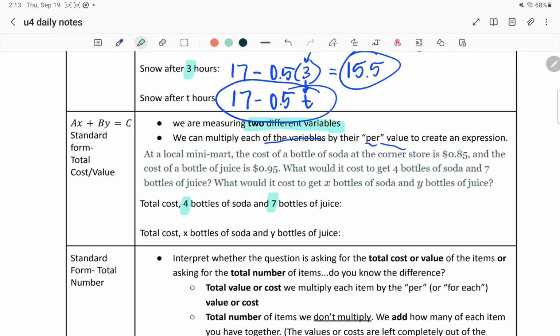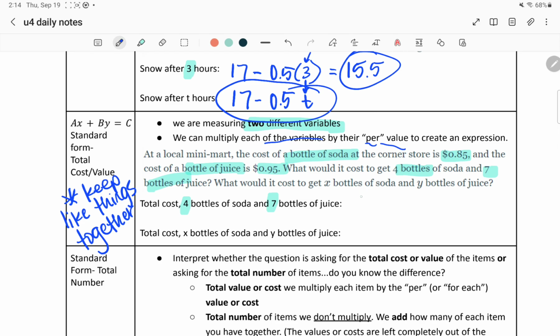So with our highlighter, at a local mini mart, a bottle of soda is 85 cents. And a bottle of juice is 95 cents. What would it cost to get 4 bottles and 7 bottles? So 4 bottles of soda and 7 bottles of juice. My rule for myself when I'm doing these is we want to keep like things together. So I'm not going to put the rate for soda with the number of juice. I'm going to put soda with soda and juice with juice.